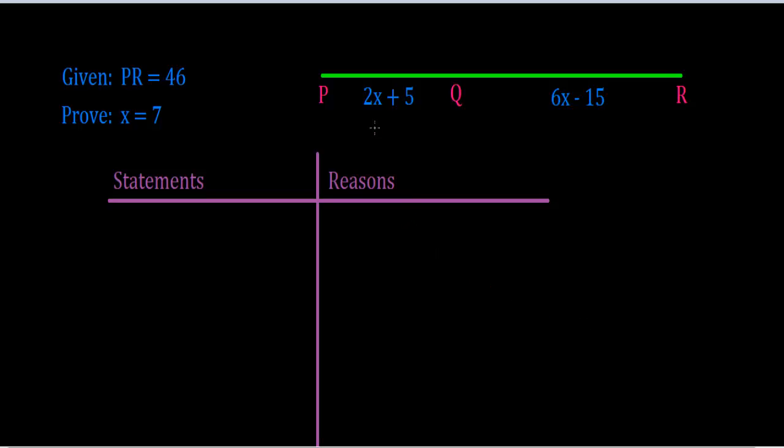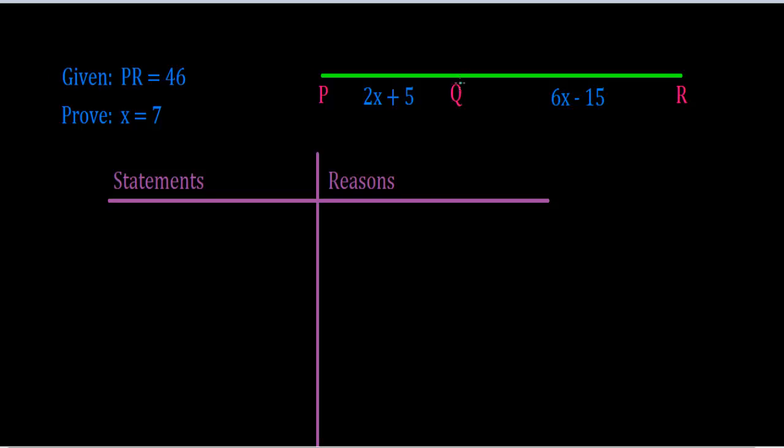For this proof, we're going to use algebra, and we're also going to use the segment addition postulate. We have as a given that PR is equal to 46 and that I have to prove X is equal to 7. So let's look at our drawing here. I have segment PR. I also have additional given information, 2x plus 5 and 6x minus 15. These are the lengths of the distance between PQ and the distance between QR.